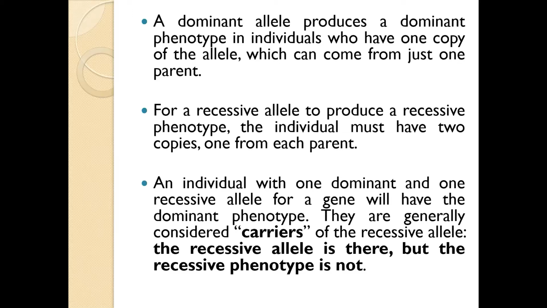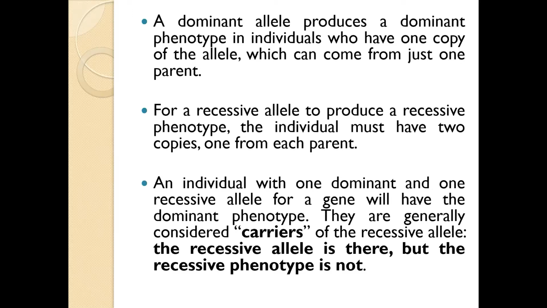And for a recessive allele to produce a recessive phenotype, the individual must have two copies, one from each parent. So to express the recessive character, an individual must be homozygous recessive, that is, homozygous for the recessive allele. An individual with one dominant and one recessive allele for a gene will have the dominant phenotype, and is generally considered a carrier for the recessive allele.